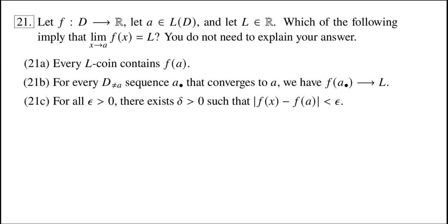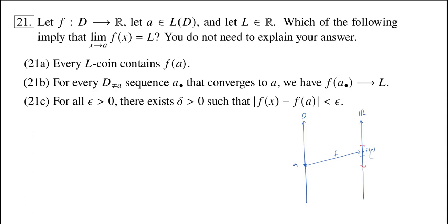Every L coin contains f of A. Well, let's draw the picture. So I have D, I have the real numbers, there's some A, and there's some L. And it says every L coin, okay, fine, I'll draw an L coin, is supposed to contain f of A. So that means I apply f at the point A, and it has to be somewhere in there, no matter which coin that I choose. So this would go to like here, no matter which coin that I choose, it would have to go in there.